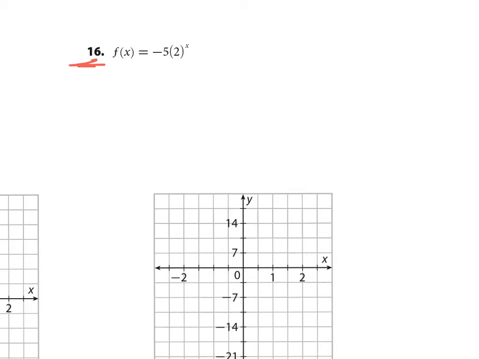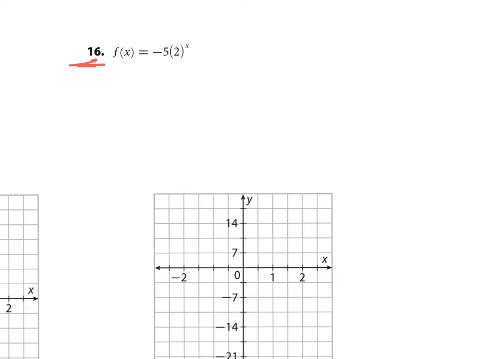It means you flip it, which means it would have been something like that, okay? So just use some common sense here, but again, you can go straight to your calculator. Go to y equals, type in your function, -5, parentheses 2 raised to the x, go to your table, find some values that you can plot real easily here. So again, pay attention to your x-axis. They're going by halves here.